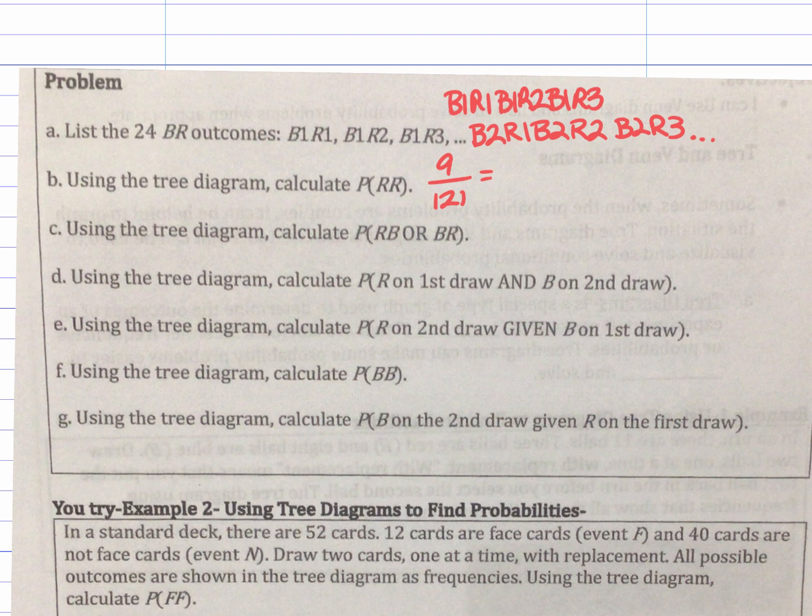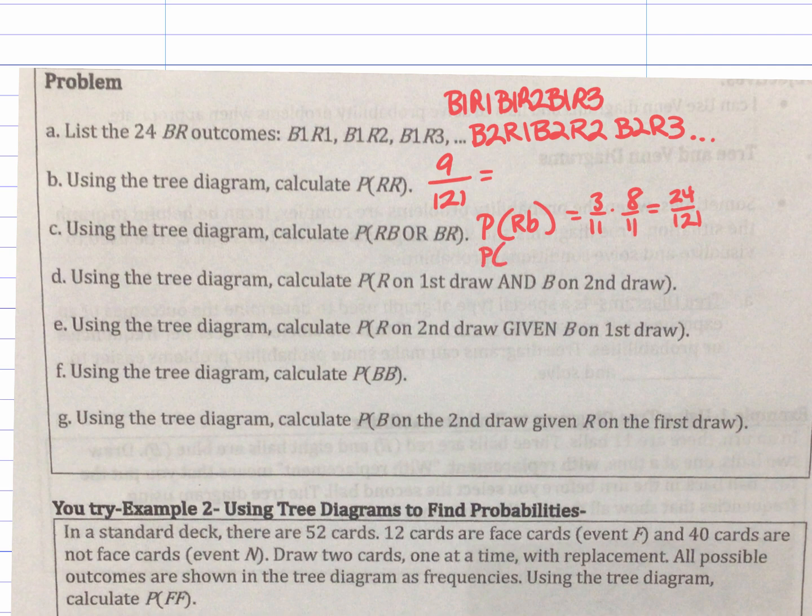All right. For part C, using the tree diagram, calculate the probability of R then B or B then R. And the probability for R, B equals R first, then B. And if we multiply those two, we would get our probability for RB as 24 out of 121.